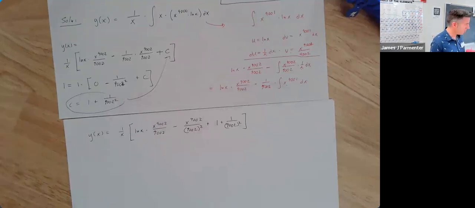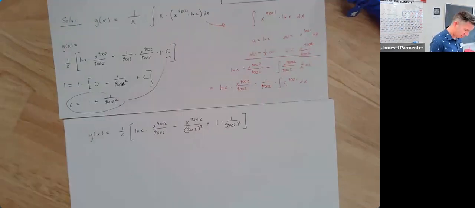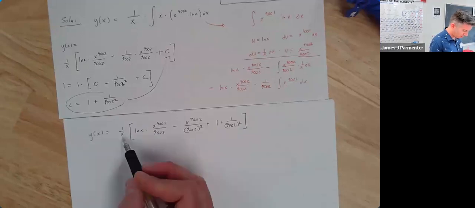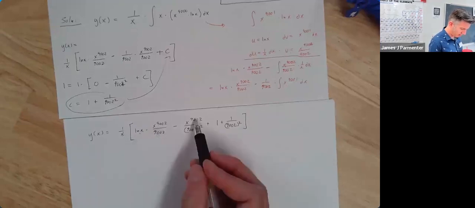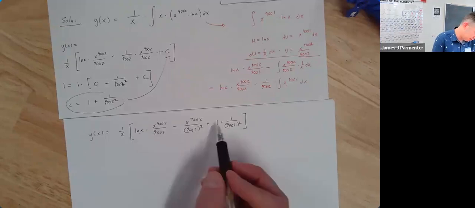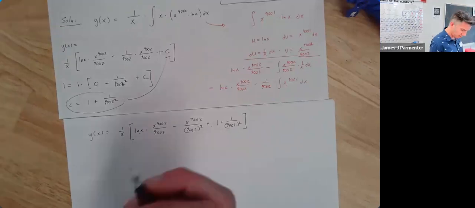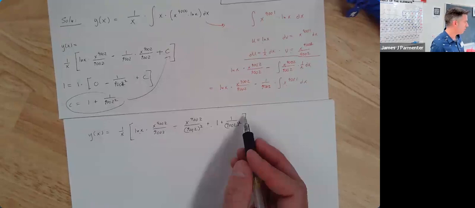Does that work? If we plug in 1, do we get 1? If I plug in 1, that's 1, that's 0, and that's 1 over 9002 squared plus 1. Oh, I'm off. Oh, no, that's a minus. Good. We're good. A minus 1 over that, that's a plus 1 over that. Those cancel and we're left with 1. So we're good to go.